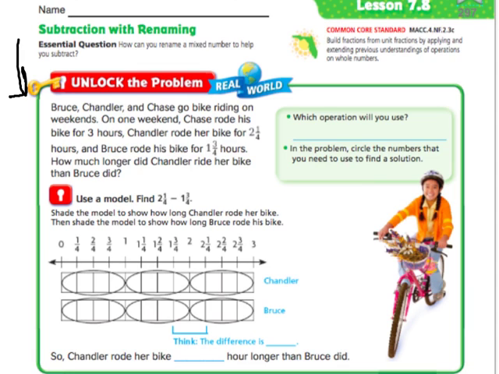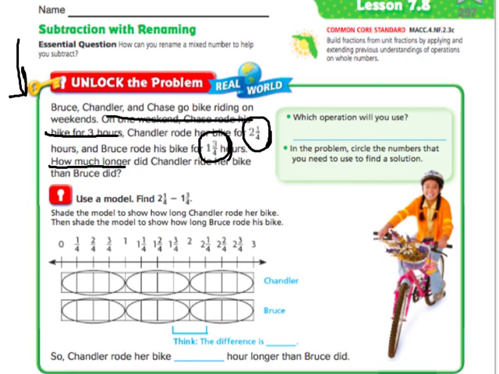Okay, so we don't even need this information about how long Chase rode his bike, because it's asking us to see how much longer, which tells us subtraction, Chandler rode than Bruce did. So 2 1/4 minus 1 3/4. We're going to use this model to help us find 2 1/4 minus 1 3/4.